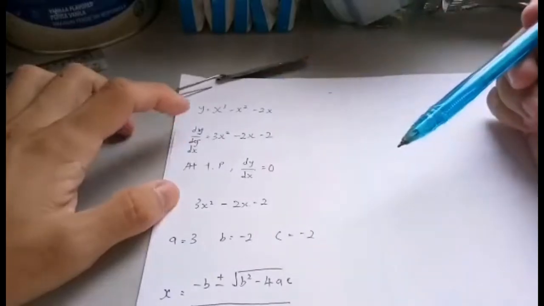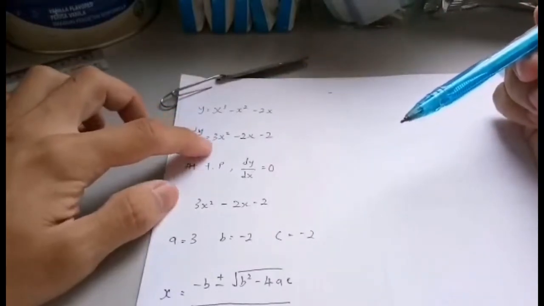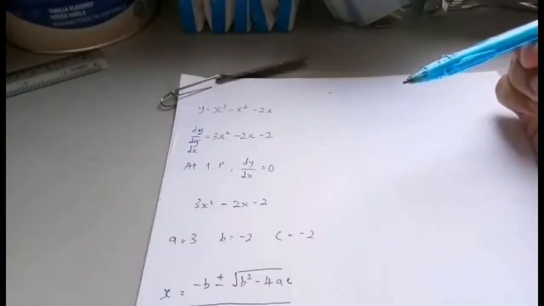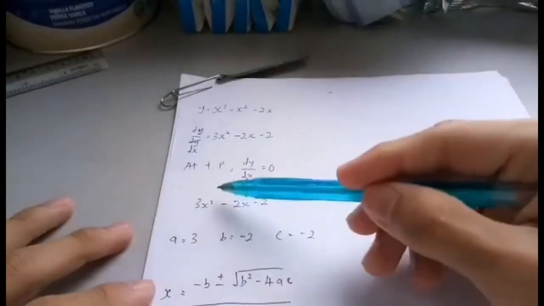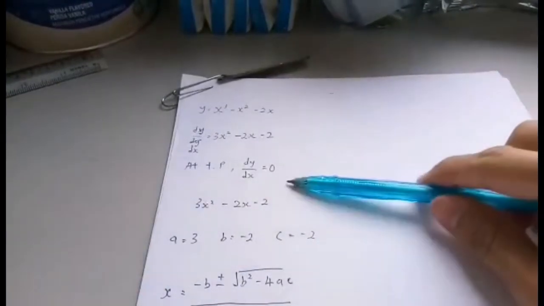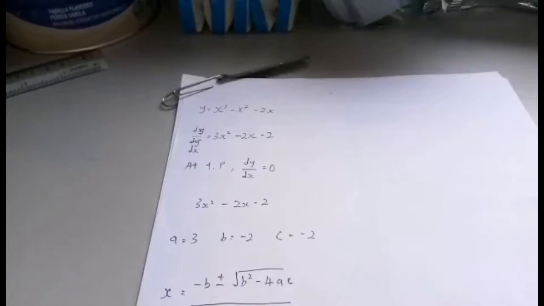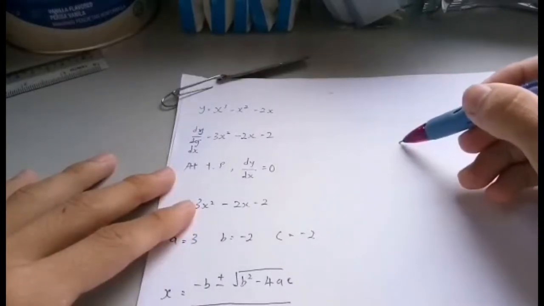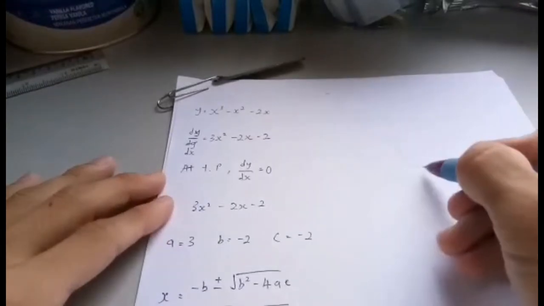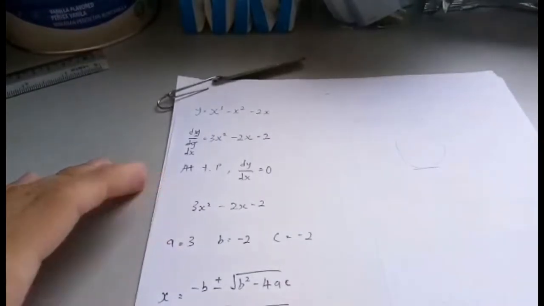Then I change to dy/dx, then I get 3x squared, negative 2x, negative 2. At the turning point, dy/dx is 0. Why is it 0? Because it's the middle line. In the graph paper, the graph is like that. The dy/dx is here.